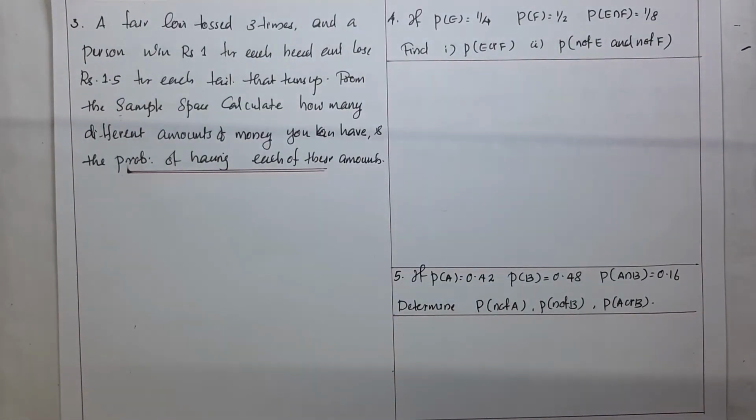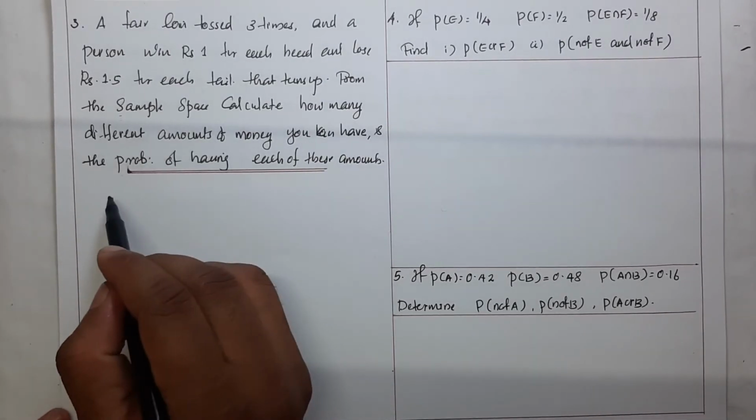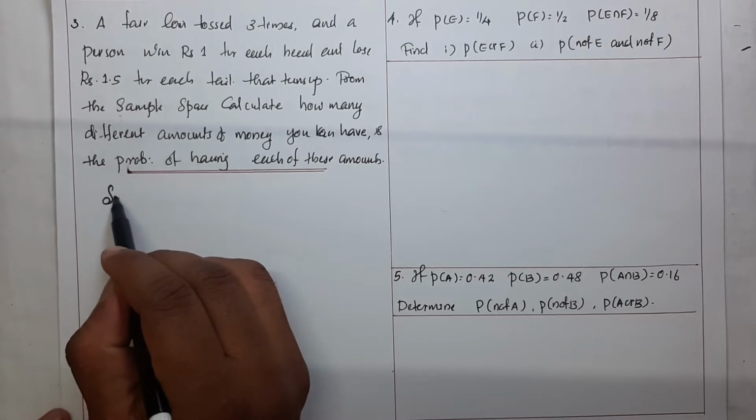Now we'll discuss one more question using the concept of probability. A fair coin is tossed 3 times, and a person wins rupees 1 for each head and loses rupees 1.5 for each tail that turns up. From the sample space, calculate how many different amounts of money you can have and the probability of having each of these amounts.